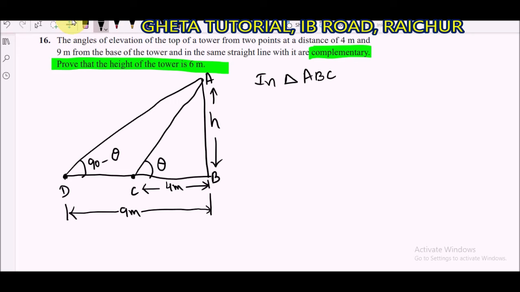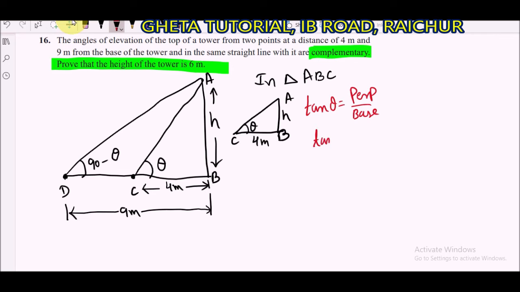So let us start with triangle ABC. Here the angle is theta, the height is h, and this is 4 meter. So tan theta is equal to perpendicular by base. So tan theta is h by 4. This is equation 1.